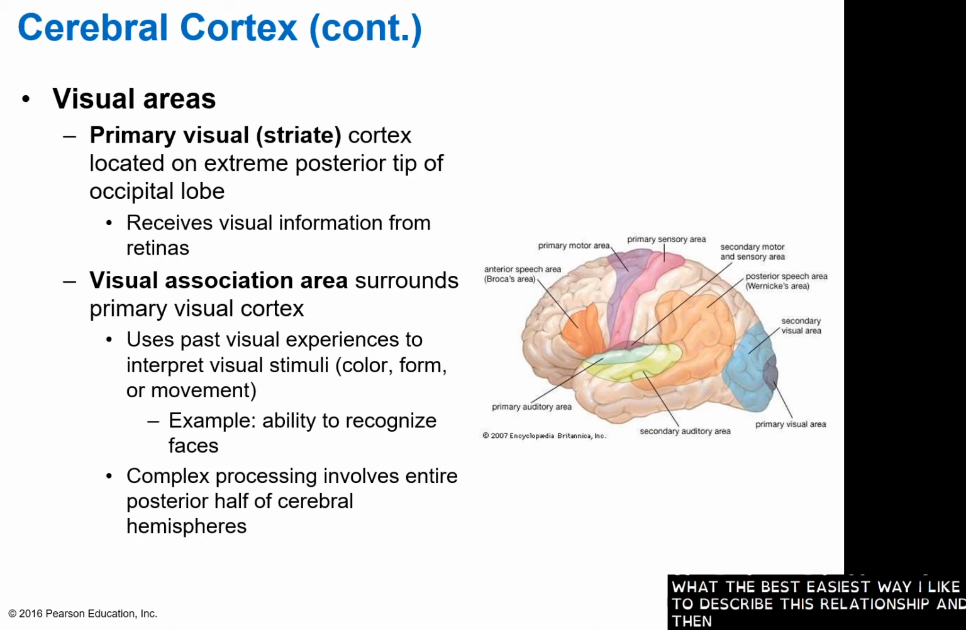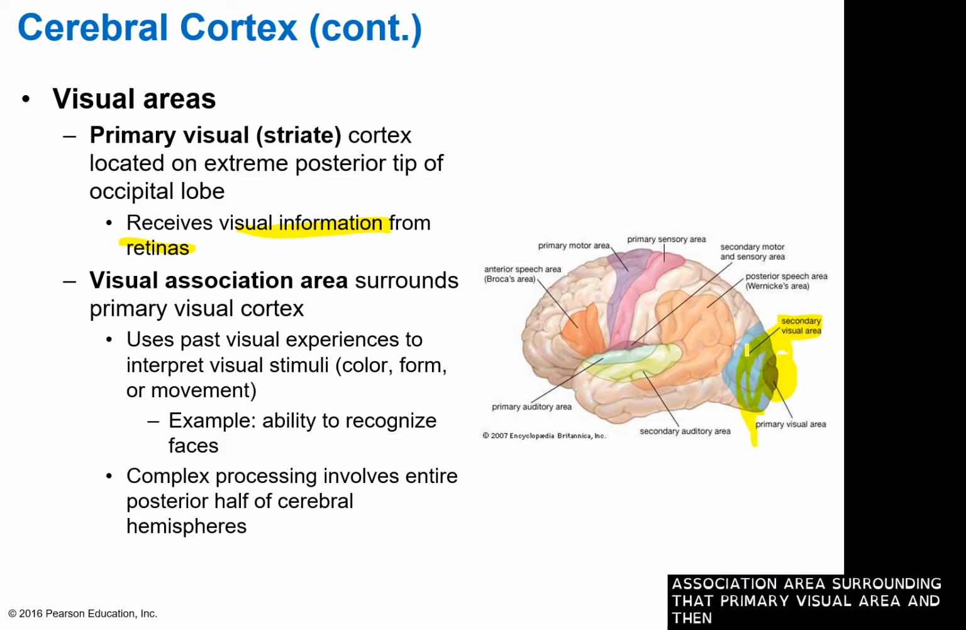And then our visual areas. The primary visual cortex receives visual input from the retina. Whatever you're seeing right now on this screen is being analyzed back there, right on the back of the occipital lobe. And then beside that, we have the secondary visual area, or the visual association areas, surrounding that primary visual area.